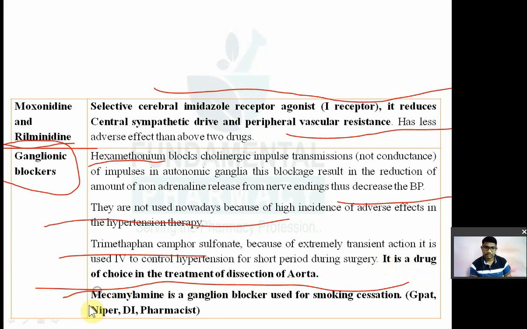Mecamylamine is another ganglionic blocker used for smoking cessation. जो आप स्मोकिंग करते हो उसके लिए ये ड्रग यूज करते हैं. स्मोकिंग सेशन के लिए कौन सा यूज करते हैं, याद रखो इसको. Mecamylamine is a drug used in the treatment of smoking cessation. क्वेश्चन आ सकता है इसके ऊपर.